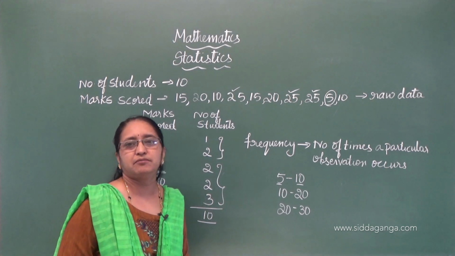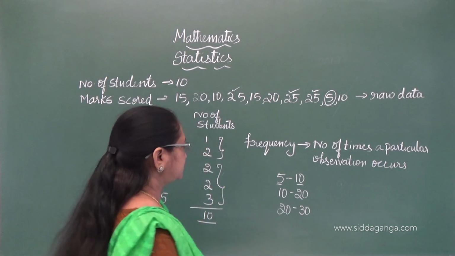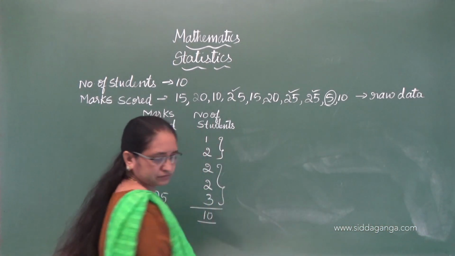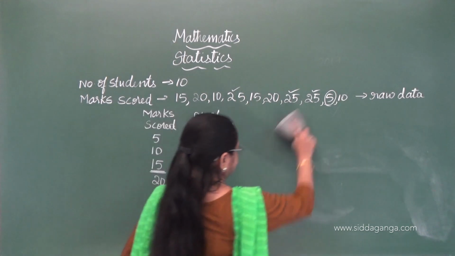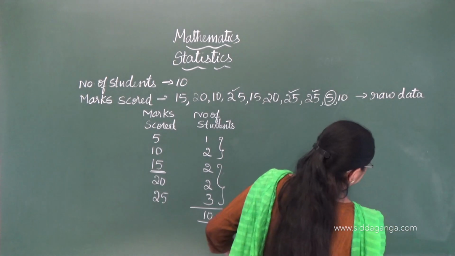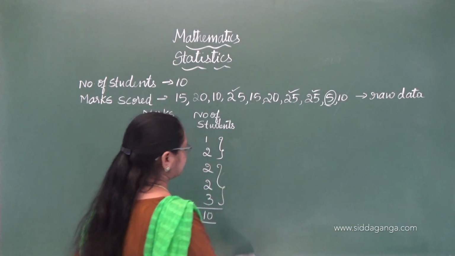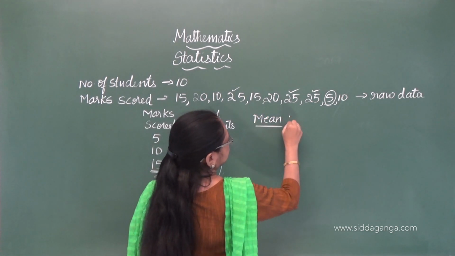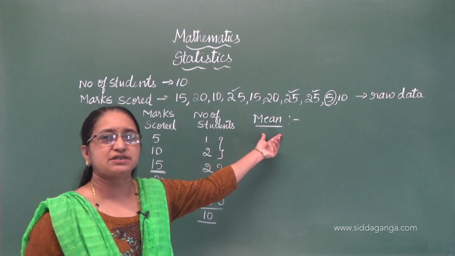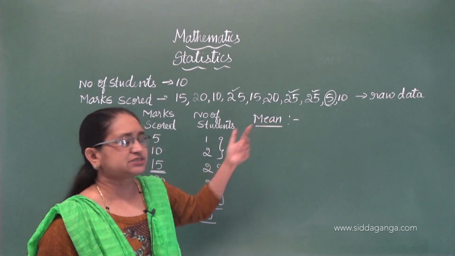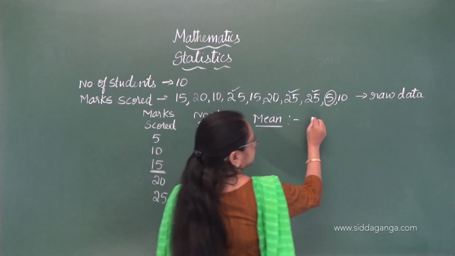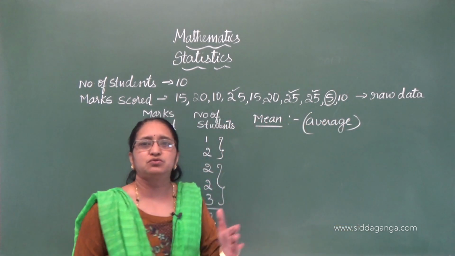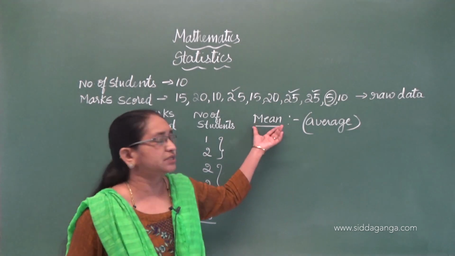So now let us see the mean of ungrouped data. How to find out the mean of ungrouped data? What is the mean? I just told you it's one of the measures of central tendency. Last year you learnt that the simple word we can use is average. How will you find out the average? The same thing is nothing but the mean.